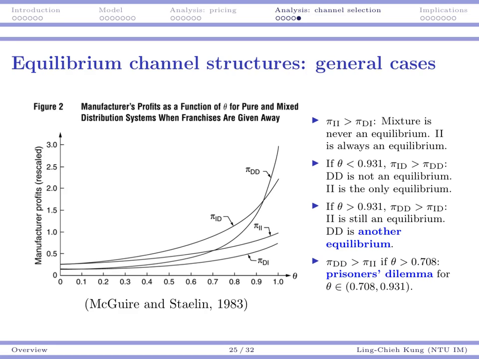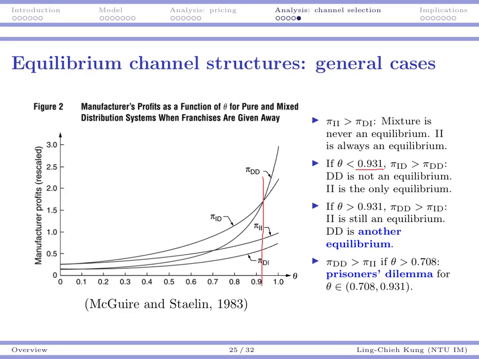There is one number which is a cutoff here, around 0.931. When theta is lower than this number, we can see pi ID is greater than pi DD. Okay, what does that mean? If pi ID is greater than pi DD, then DD is not an equilibrium, because if they are choosing DD, as manufacturer 1, I have the incentive to become the single one that is doing integration. So under this threshold 0.931, DD is not an equilibrium and II is the only equilibrium.